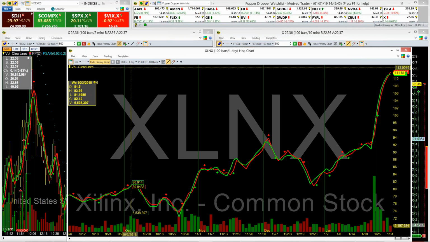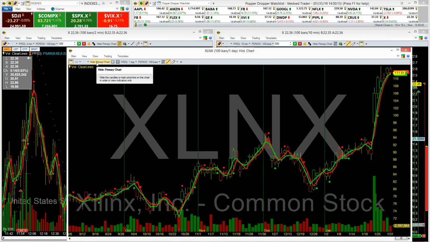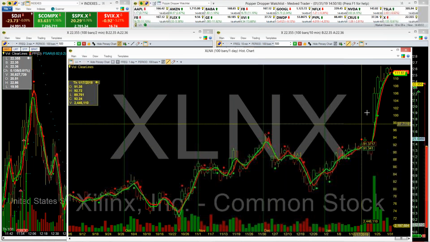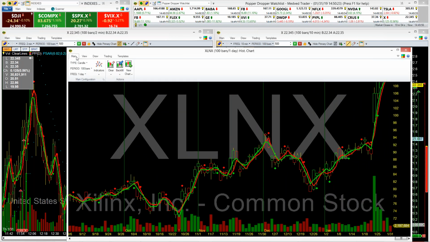Can you make the candles price? Candles price, not pressure. In other words, you want me to make the clear lines go away? Is that what you're asking? And just show these are regular candles. These are regular price candles. Yeah. See, hold on. Right here.